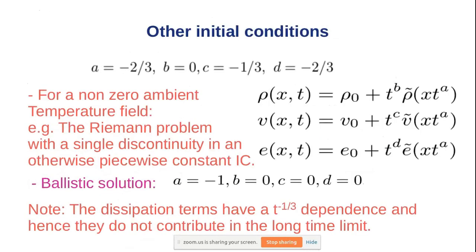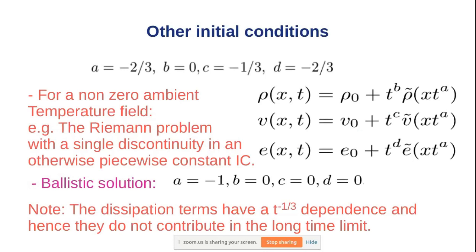Another interesting question one can ask is, what about other initial conditions? In this initial condition, we have assumed V0 and E0 to be 0. We have only taken rho 0. The significance of this V0 and E0 comes in some problems like the Riemann problem, which has a single discontinuity in an otherwise piecewise constant initial condition. There you may have to use E0 and V0. If you just use rho 0, then you cannot reconstruct the solution.